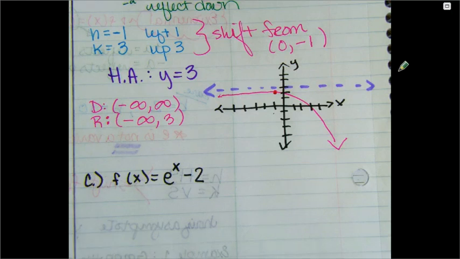Does this do anything weird to it? No. Does it just look weird? Yes, there's nothing weird happening here, okay? You can still give me h, you can still give me k. You can tell me where we're shifting from, whether it's 0, 1 or 0, negative 1. It just looks funny because it's e.